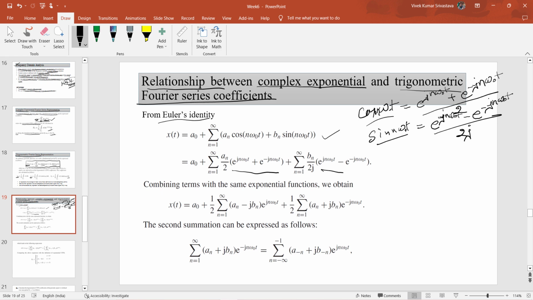Okay, so once we put and simplify this expression, we will get x of t as a naught plus 1 by 2 summation n is equal to 1 to infinity in bracket a of n minus j b of n e raised to the power j n omega naught t plus 1 by 2 summation n is equal to 1 to infinity a n plus j b n e raised to the power minus j n omega naught t.